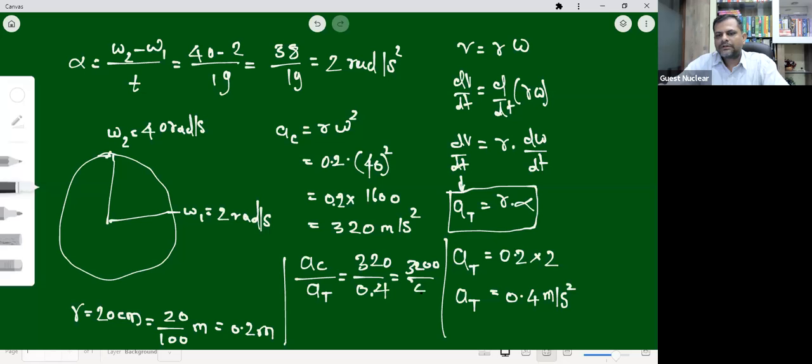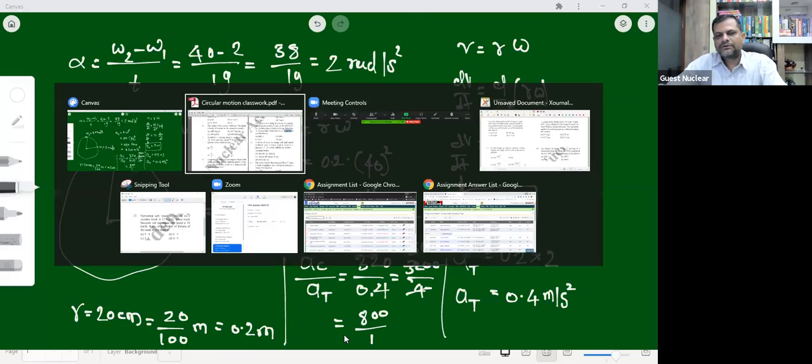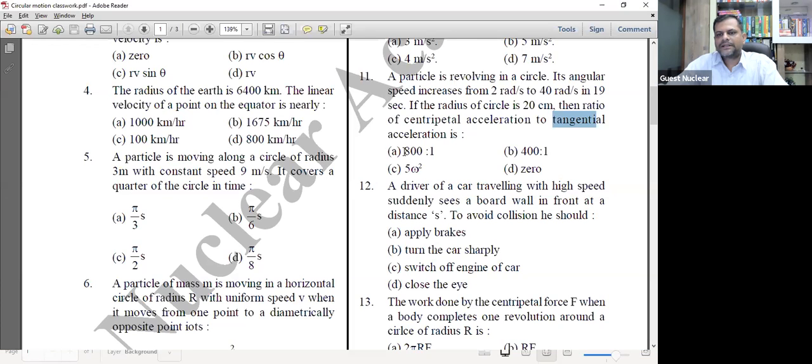upon 4. If we remove this decimal point, then it becomes 4 ones are 4, 8s are, and 0 0 as it is. So we get this ratio as 800:1, which is already there in option A here. See carefully. So A is going to be actually the correct option.